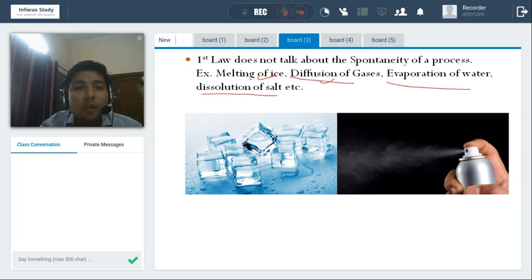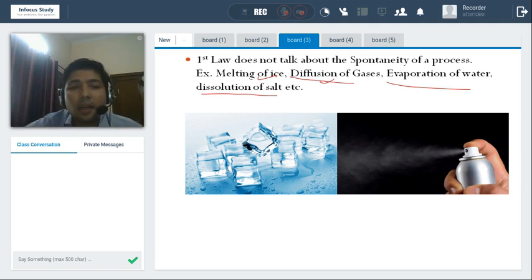How? The first law only talks about energy conservation. So according to the first law, when ice is melting and converting into water, it is losing heat, energy transferring from one form to another. But according to the first law, the reverse can also happen. The water kept at normal temperature can come back and form ice also. But it does not happen, right?